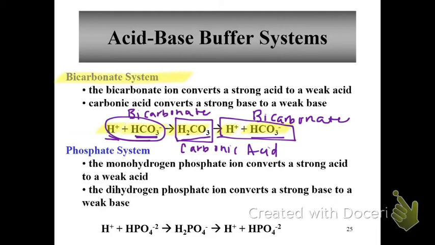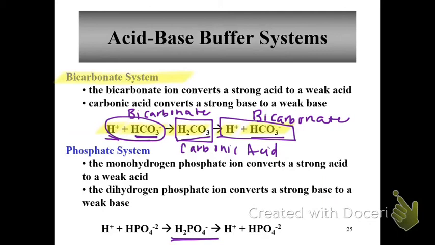Okay, the phosphate system, you can see written below. And this is just, it says the monohydrogen phosphate ion converts the strong acid to a weak acid. And then the dihydrogen phosphate, right there underlined, converts a strong base to a weak base.